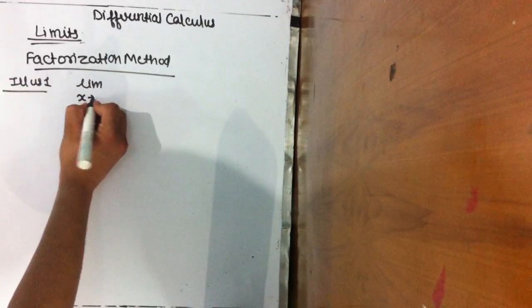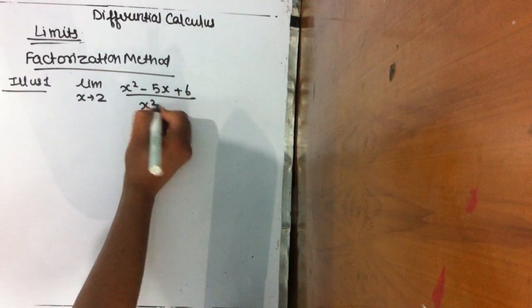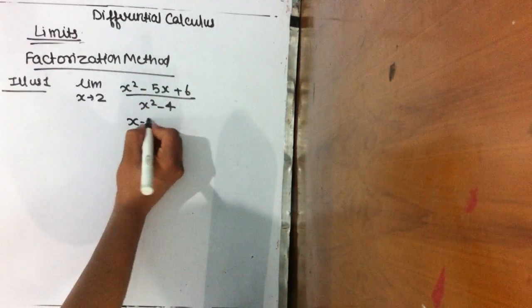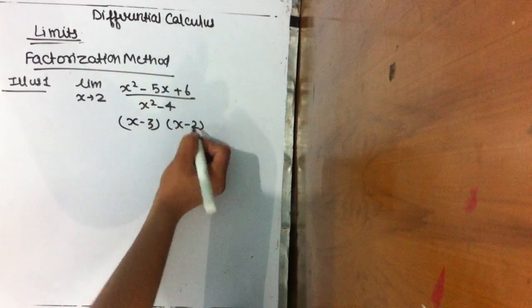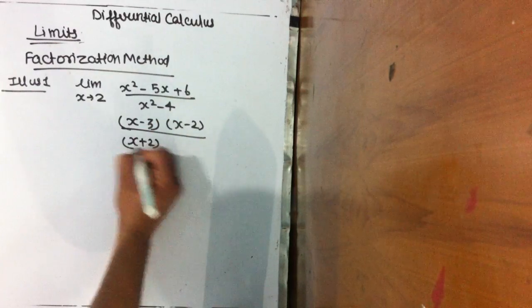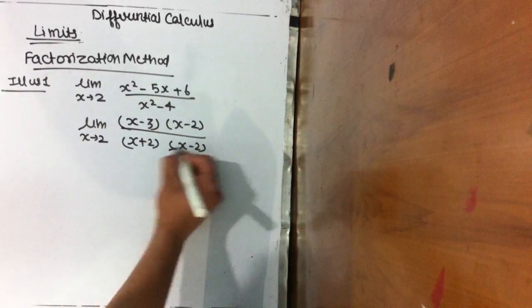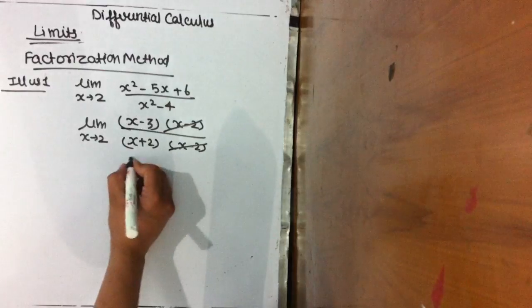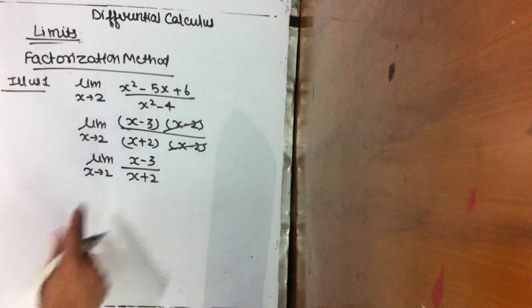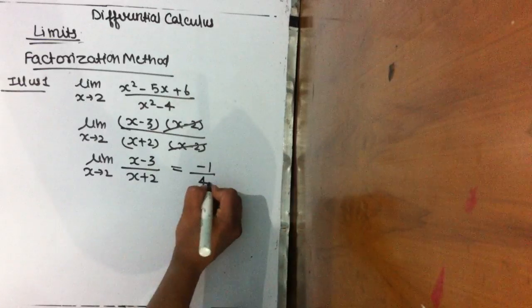Limit x approaches 2, (x square minus 5x plus 6) by (x square minus 4). By the method of middle splitting, we get the factors as (x minus 3) and (x minus 2). And this is a square minus b square, that is (a plus b)(a minus b). Limit x approaches 2. Now these two common factors are cancelled out, forming (x minus 3) divided by (x plus 2), limit x approaches 2. Now put in 2. You will get minus 1 divided by 4, and this is your answer.